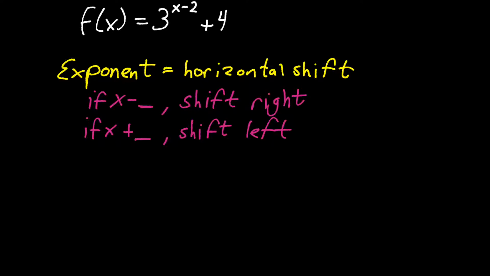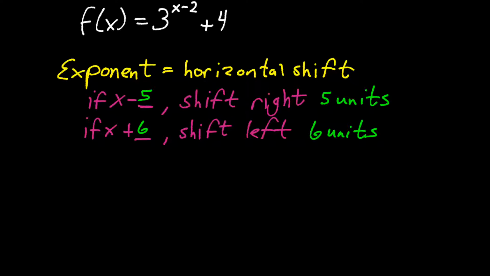So let's say it was x minus 5. Well, we're going to shift to the right 5 units. And if it was x plus, let's go with 6, then we would shift to the left 6 units. So we basically do the opposite of whatever is up there for our shifting. Alright, so that's a horizontal shift.